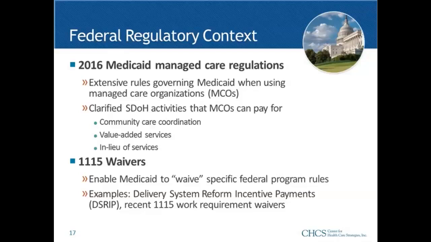Just quickly, some of the key federal regulatory notes that we think present some opportunities for enhancing social determinants of health activities at the state, community, and provider level. Those include, and this probably isn't news to you, the 2016 Medicaid managed care regulations that essentially clarified what social determinants of health activities Medicaid managed care plans can pay for, considering some of the broader financial implications for the plans, and where they have flexibility to manage how those services are supported and where they partner with providers to do so. The other major piece is the 1115 demonstrations or waivers, which essentially enable Medicaid to waive specific federal rules and present what we see as an opportunity for states to test out models for increasing or enhancing social determinants of health activities.